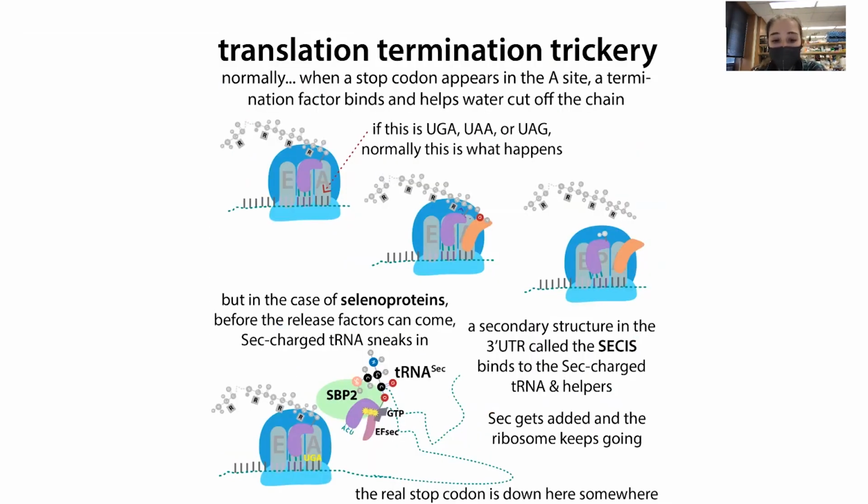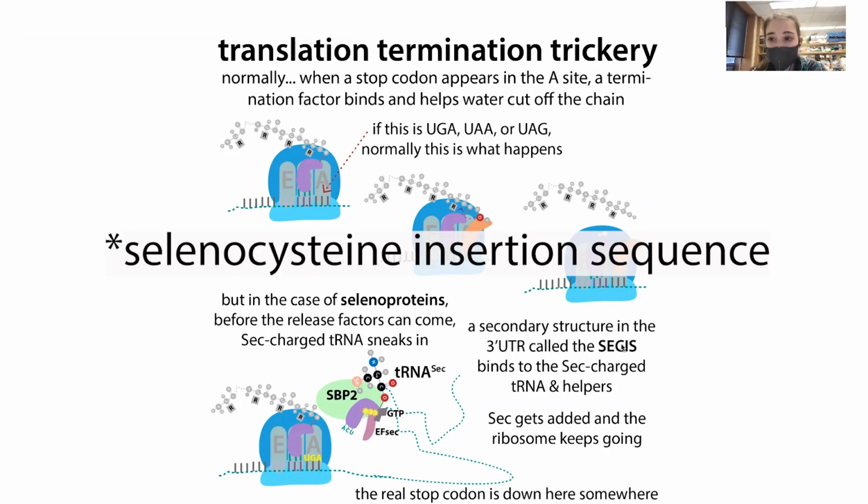But in the case of selenocysteine, it's actually going to take over the UGA. When the UGA shows up in the stop codon site, the tRNA for selenocysteine is going to bind instead, and it's going to bring the selenocysteine to be incorporated. This is only going to happen in certain genes, and only because they have a special element, the selenocysteine incorporation sequence.